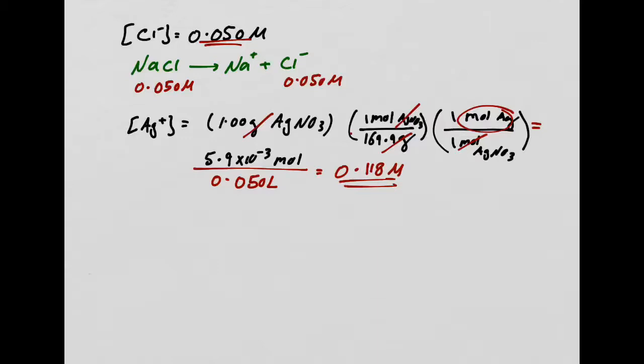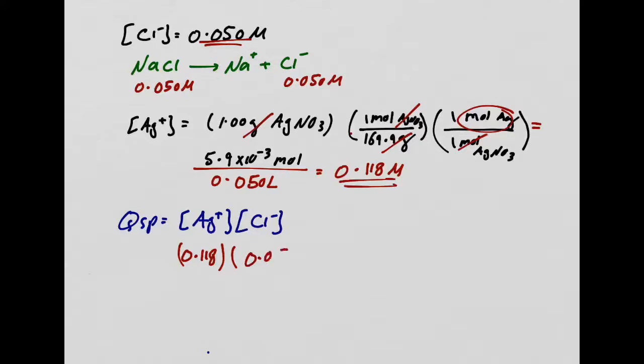So now I want to plug it back into QSP. It's the same as KSP. It would be the concentration of silver times the concentration of Cl. What is my silver concentration? It is 0.118. What is my Cl concentration? 0.058. Concentration is molarity. So I'm going to do that. What I end up getting is 5.9 times 10 to the minus third. That is my QSP.